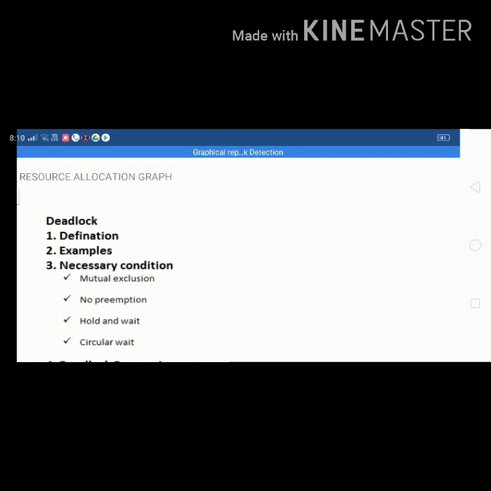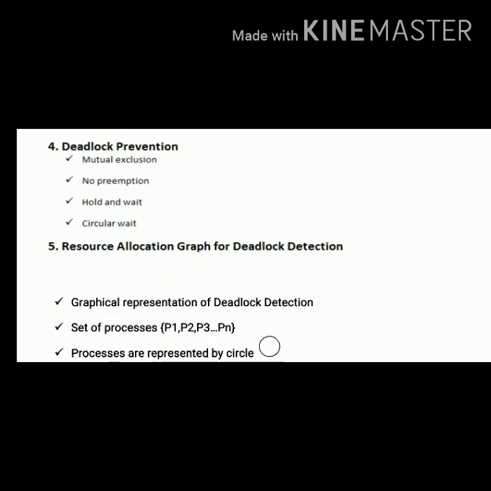Yesterday we had discussed deadlock, its definition, its example and the necessary conditions. So now we are going to discuss what a resource allocation graph is. The resource allocation graph is a graph that is used to give a graphical representation of a deadlock.